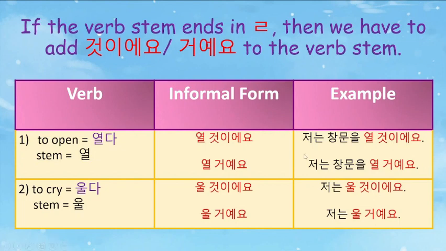Next comes the verb 울다, which means to cry. Here the stem is 울. The stem ends in ㄹ, so what will directly attach? Either 것이에요 or 거예요. It will become 울 것이에요 or 울 거예요. Suppose I have to say I will cry. Two ways: 저는 울 것이에요 or 저는 울 거예요.